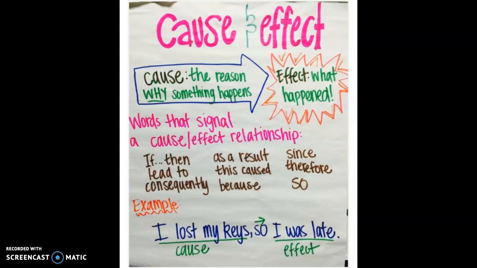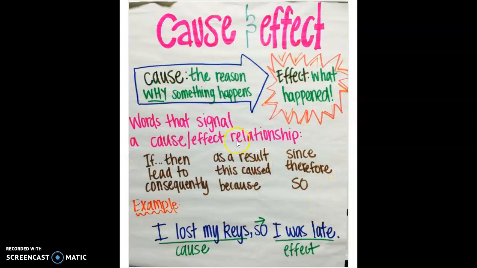Reviewing cause and effect, the cause is why something happens, and the effect is what happened. And some of our key phrases that help us identify that we're looking at a cause and effect in the author's text are if, then, led to, consequently, as a result, this caused, because, since, therefore, and so.